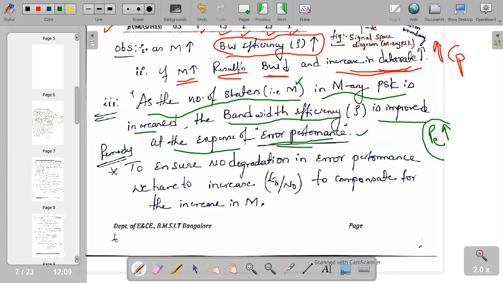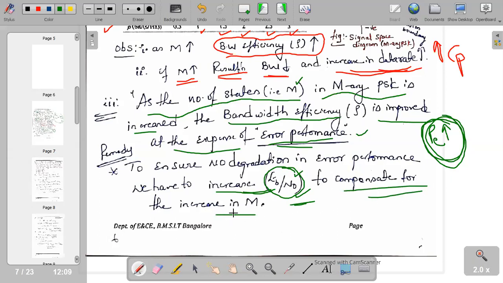So in order to maintain the minimum error probability, we need to have an increase in the ratio of energy of the bit divided by the noise density. We need to increase the Eb/N0 ratio in order to compensate for what? The increase in the value of M.